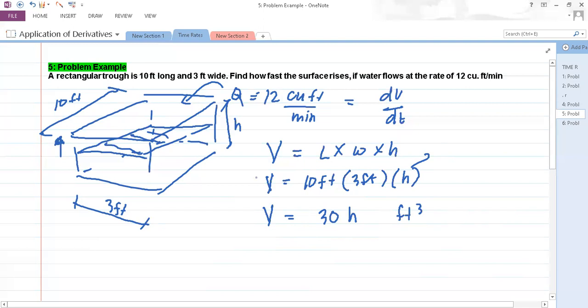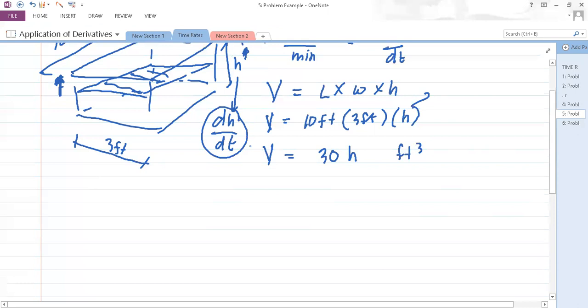Ang kukunin natin is how fast the water rises. So ang hahanapin natin is the derivative of the height with respect to time. So how fast will this rise? Okay, so yan yung hahanapin natin, the derivative of the height with respect to time. That is the required, how fast the water rises. So we have here equation volume that is equal to 30h. So pagka diniriave po yan, dV with respect to time is equal to 30 dh with respect to time.